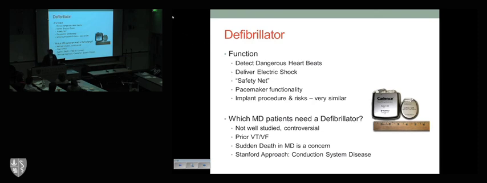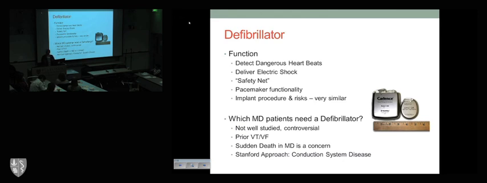So the question, and this is one of the biggest challenges from the perspective of the electrical system, is who should get a defibrillator. This is one of the most controversial areas in DM. In part, it's controversial and difficult to answer because, again, we go back to this a lot: we just don't have enough data, enough information.